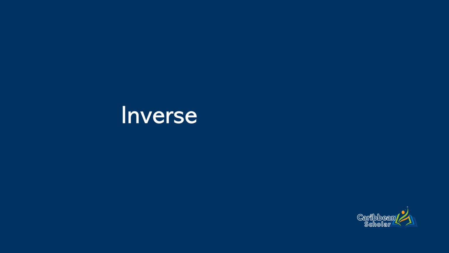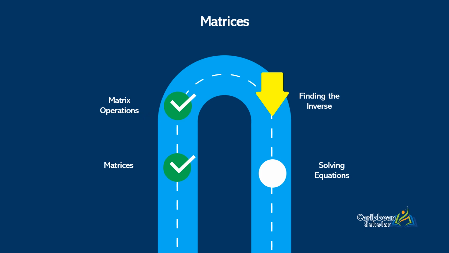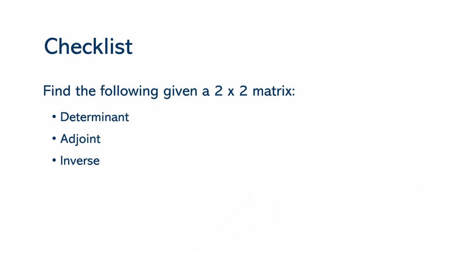The inverse of a matrix. Now that we know a little about matrices, now we'll look at how to calculate the inverse of a 2x2 matrix. Here's your checklist, and that is to find the following given a 2x2 matrix. We have the determinant, the adjoint, and finally, we'll put those together to get the inverse. All right, let's begin your lesson.